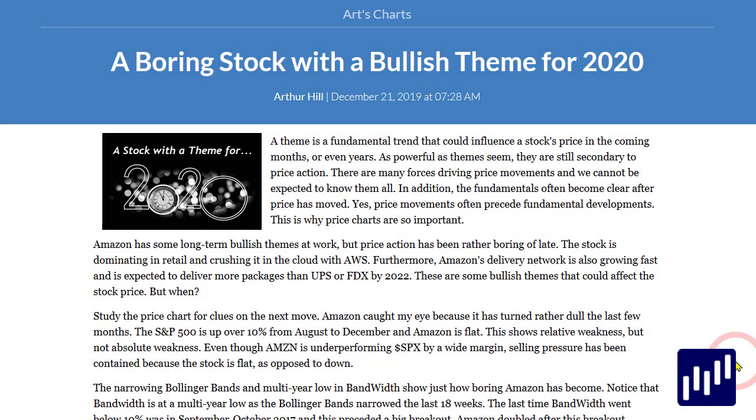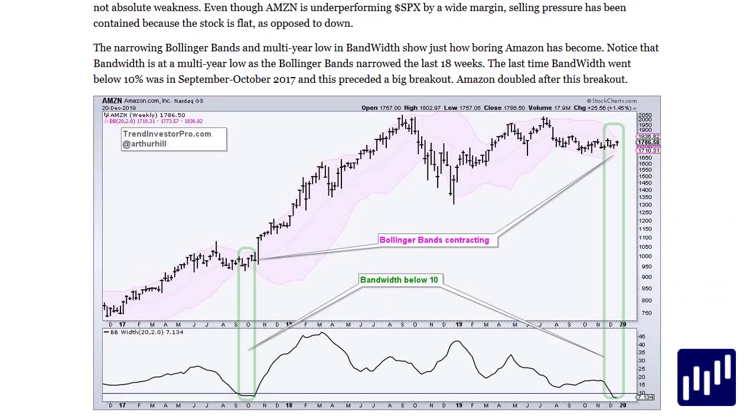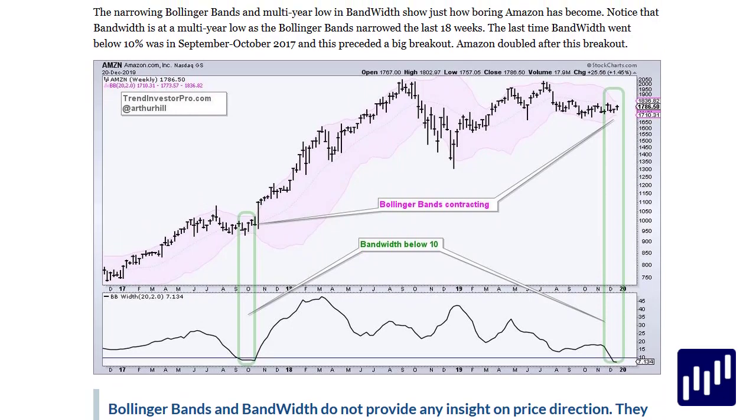So what led to the breakout in Amazon? Were there any signs ahead of the breakout? Well, there definitely were. And I pinned this article on December 21st, "A Boring Stock with a Bullish Theme for 2020." And it was also on trendinvestorpro.com. And if you look here at this chart, what we were looking at was the Bollinger Band contraction.